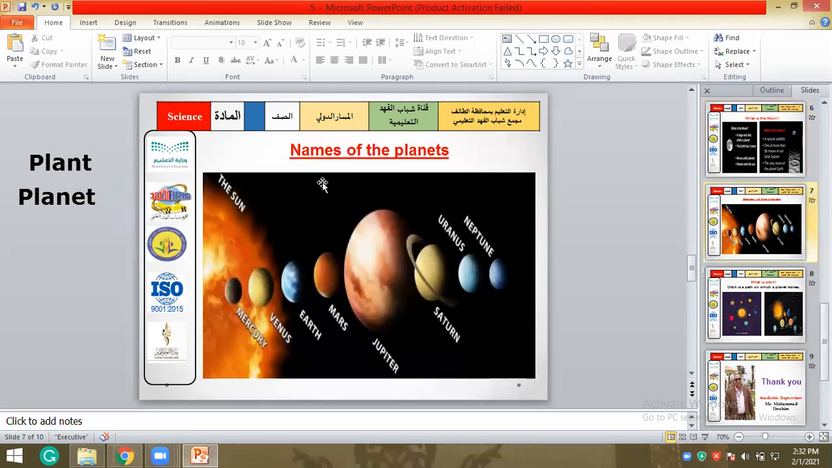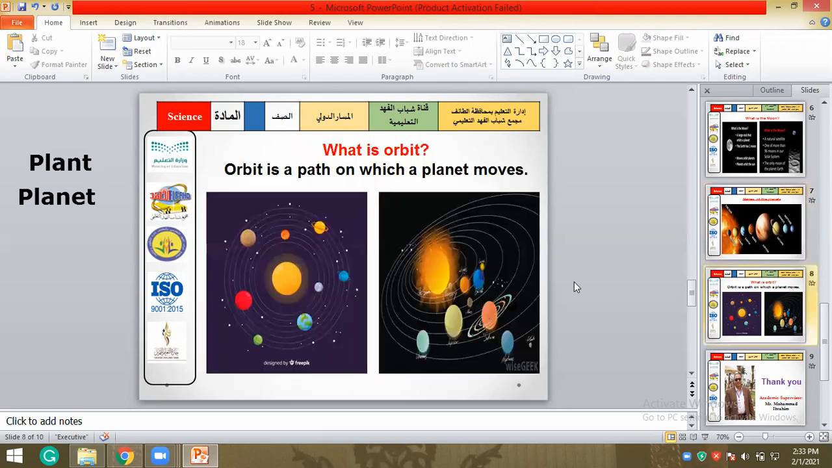Okay, now the names of the planets which we have in our solar system. The sun, which is a star, exists in the center of the solar system. Mercury, then Venus, then Earth, Mars, Jupiter, Saturn, Uranus, and Neptune. So there are 8 planets which orbit the sun.